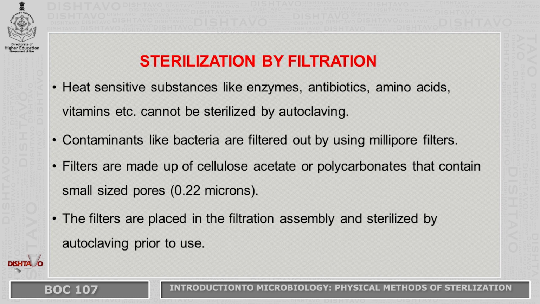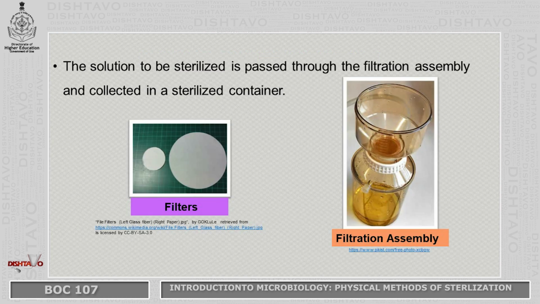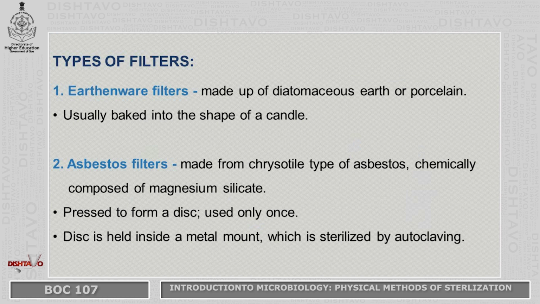Contaminants like bacteria are filtered out by using millipore filters. Filters are made of cellulose acetate and polycarbonates that contain small pores of nearly 0.22 microns. The filters are placed in the filtration assembly and sterilized by autoclaving prior to use. The solution to be sterilized is passed through the filtration assembly and collected in a sterilized container. This is the image of the filters and of the filtration assembly.